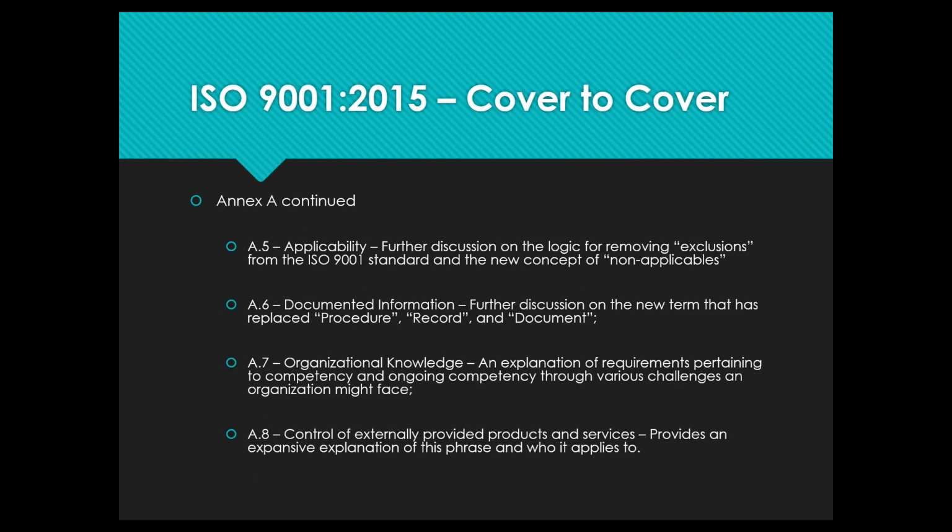In A5, there is some discussion about how at the time, 10 years ago, they were abandoning the phrase exclusions. And these concepts are now understood as non-applicables. In A6, there's some discussion of what is meant by the phrase documented information. In A7, there's some unpacking of the term organizational knowledge. This was another new concept at the time that the 2015 standard was published. And so A7 was intended to give some basis for understanding what they meant by that. And then in A8, we have a special section on externally provided products and services. And what it does well in A8 is unpack what is meant by an external provider. What is that term meant to mean?